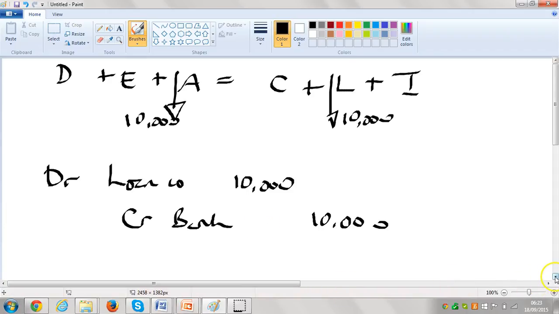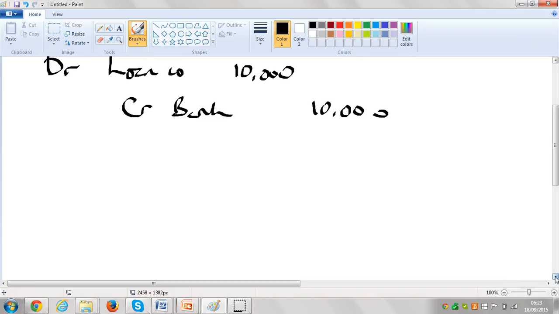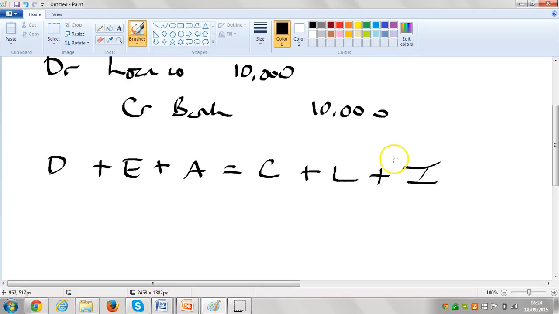Another very important example that I think is important that you understand. It's always playing with these. So for example, let's start again. D plus E plus A is equal to C plus L plus I. Say there's some money in the bank, and they want to take money from the bank to the office or to the till.